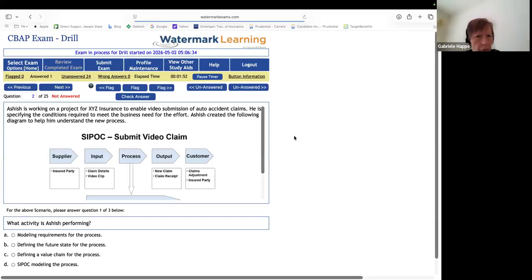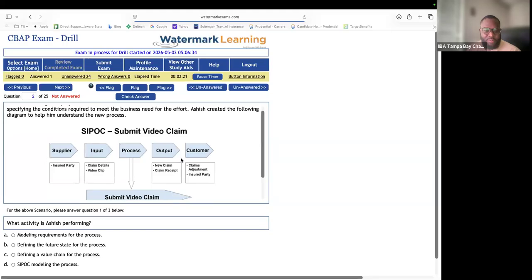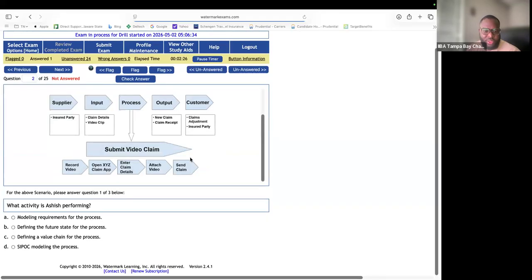Ashish is working on a project for XYZ Insurance to enable video submission of auto accident claims. He's specifying the conditions required to meet the business need for the effort. Ashish created the following diagram to help him understand the new process. He created a SIPOC: suppliers, input, process, output, and customer. They can submit the claim here: record, open, enter claims, attach, and send.